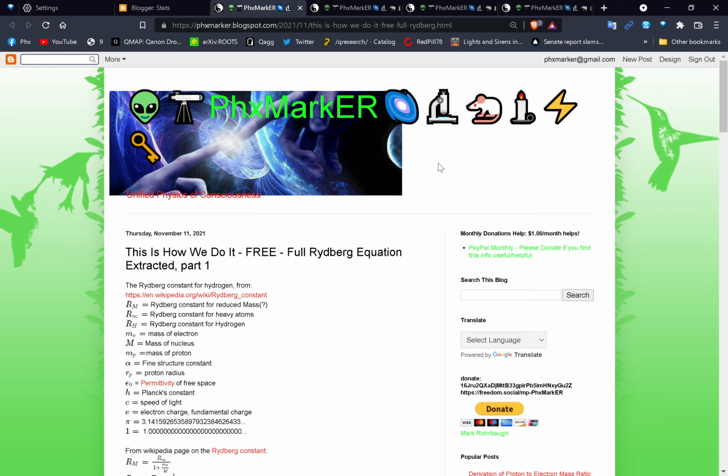This is an overview of how to derive the full Rydberg equation, and then look at it mathematically in part 2, and then in part 3, how to solve the Rydberg polynomial for all of the constants. There's 8 constants of physics that make it up. So anyways, here's part 1.